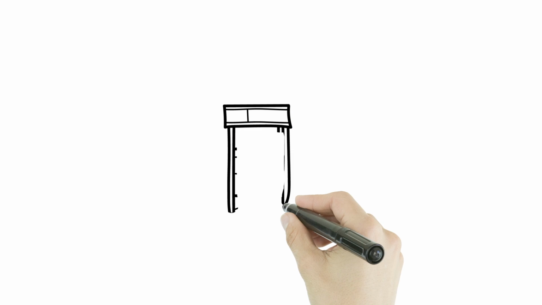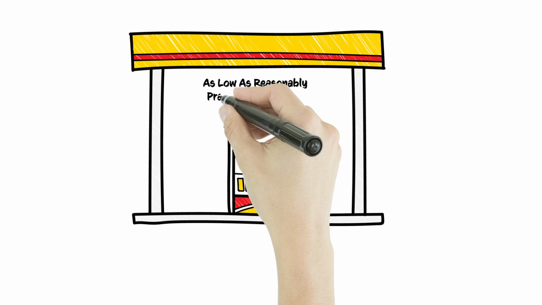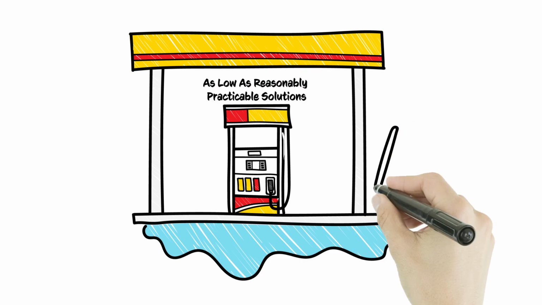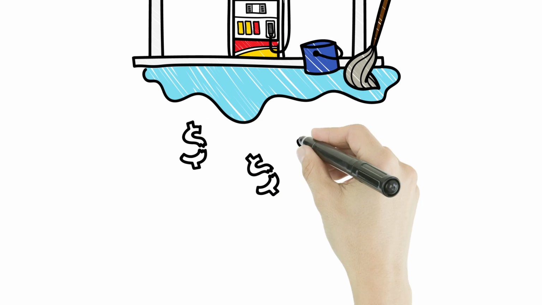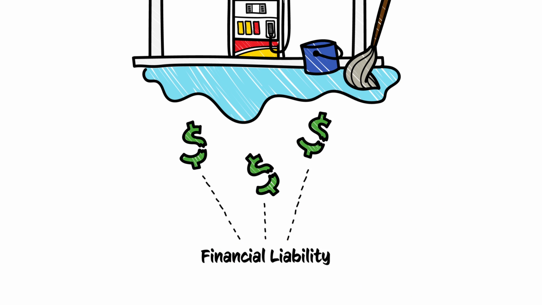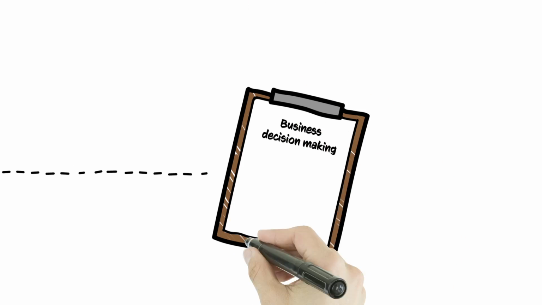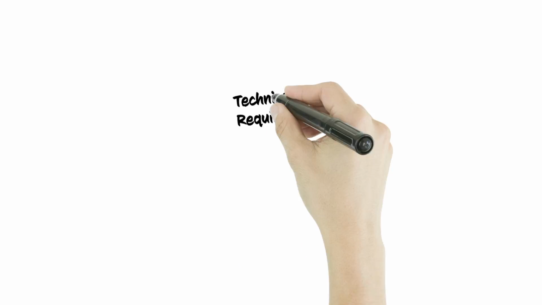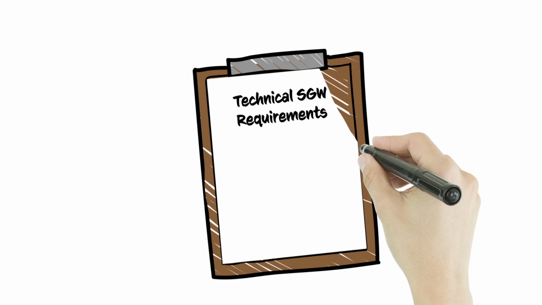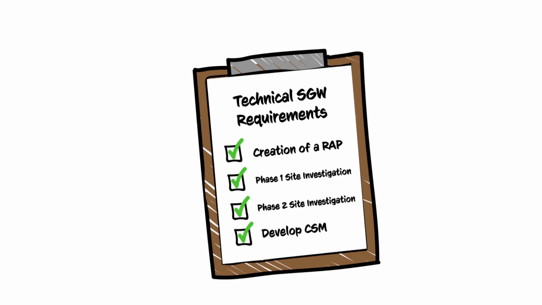In addition, each operating site must establish and maintain controls based on as low as reasonably practicable solutions. This includes leak detection and containment and robust spill response plans. We must also quantify the financial liability of soil and groundwater contamination, as it is associated with acquisition, divestment, and future contamination management, and use these results in our business decision-making. Technical SGW requirements include the creation of a RAP, Phase 1 and Phase 2 site investigation to develop a CSM.